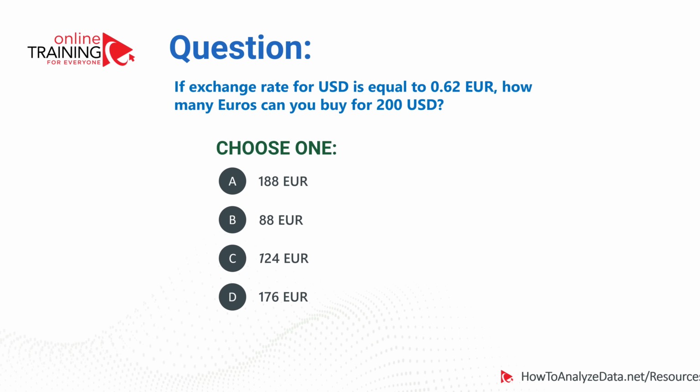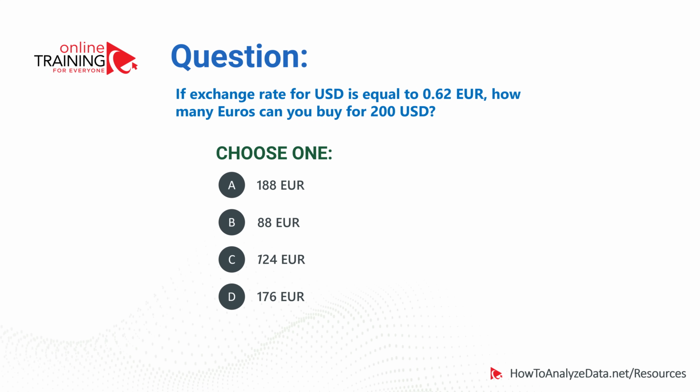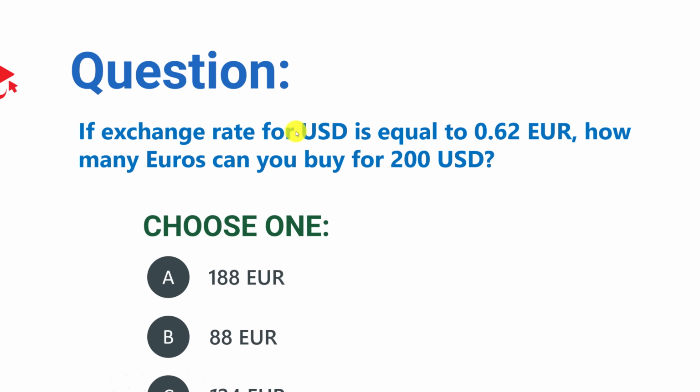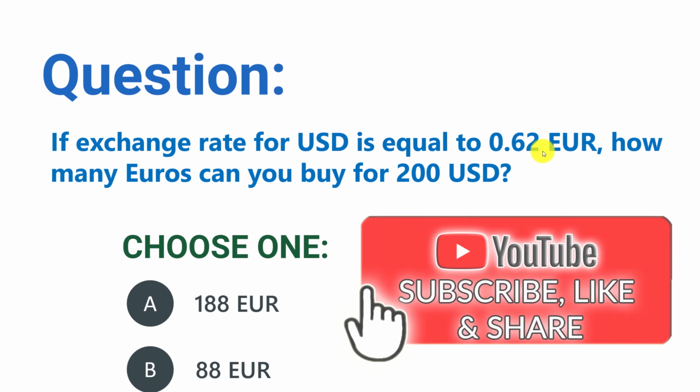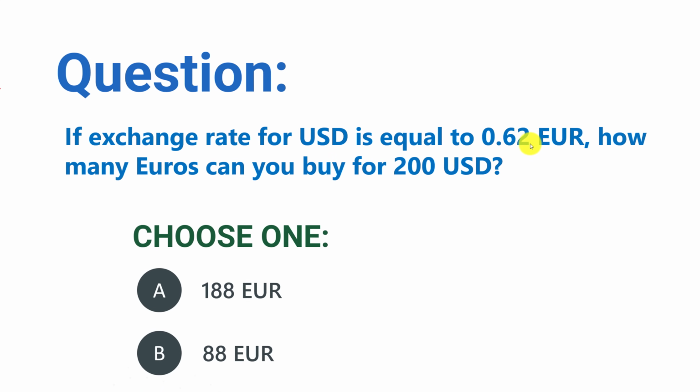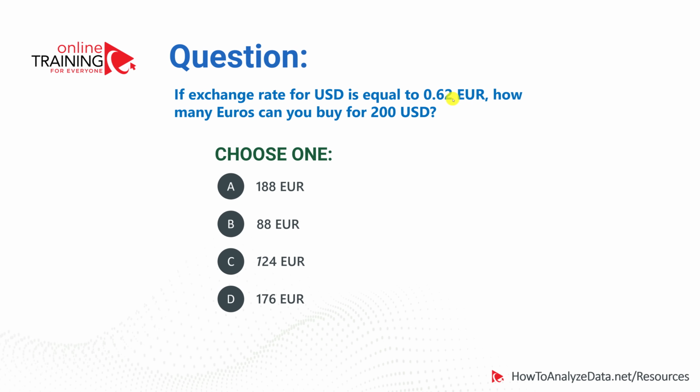A lot of times when answering this question, you may not have access to a calculator, so you may need to do the math in your head. To do the math in your head, the easiest way is to do it for $100. For $100, you'll be able to buy 62 euros. Then for $200, you'll be able to purchase double of that, which is 62 multiplied by 2, which equals 124.